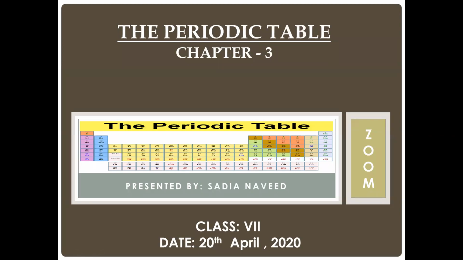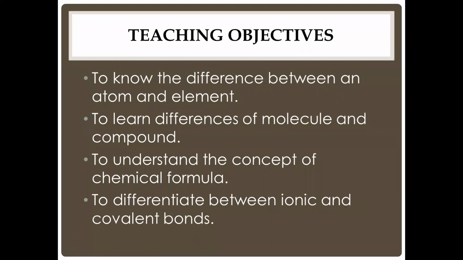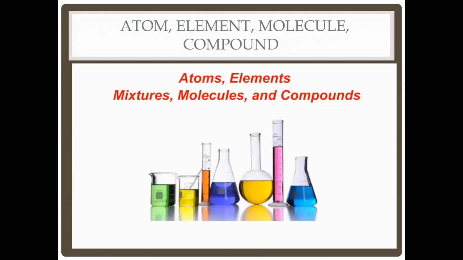Today is 20th April 2020 and today I'm again here for our second lesson of the periodic table which we talked about yesterday, that today we will understand the concept of chemical formula. In our yesterday's lesson we learned about the difference between an atom and an element, molecule and compound. So today, inshallah, we will focus on the concept of chemical formula. So let's have a look at it now.